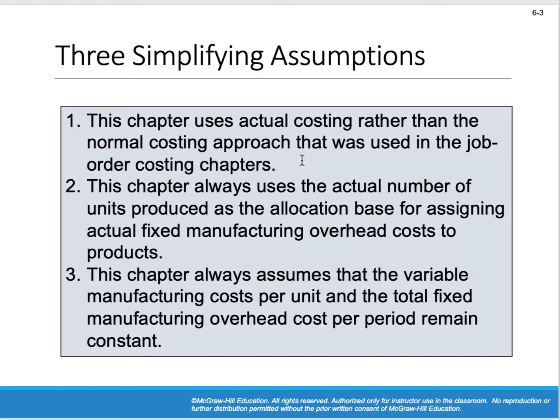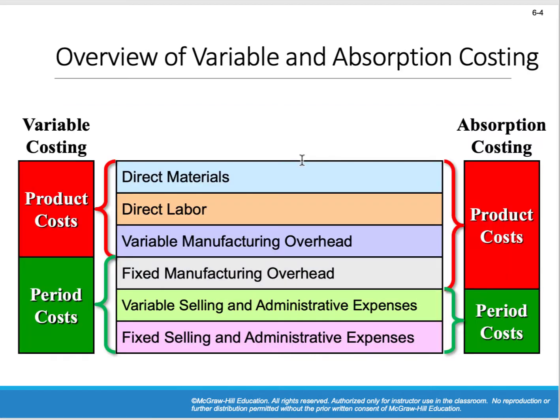So the three assumptions basically say we're using actual costs. The second assumption says we're going to use the actual number of units produced as our allocation base, okay? That's how we're going to assign that fixed manufacturing overhead. The third assumption that we're going into this chapter with says that the variable manufacturing cost per unit and the total fixed manufacturing overhead cost per period are going to remain constant. They are not going to change, okay?